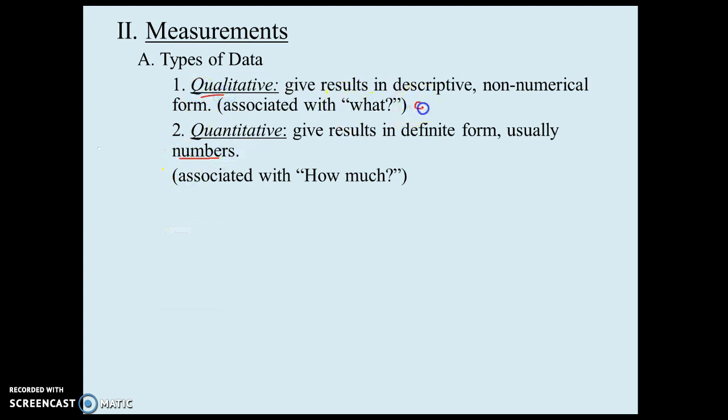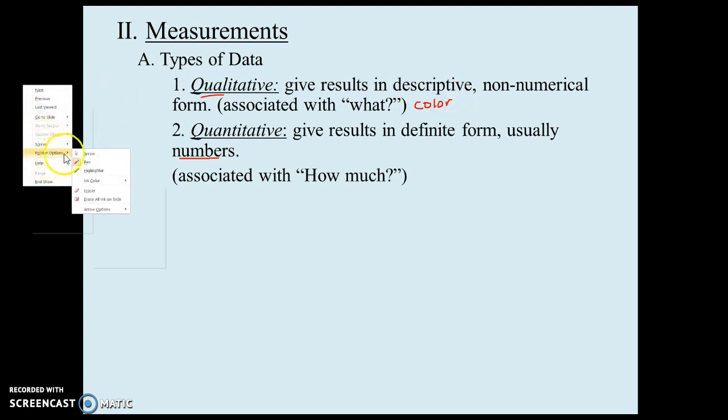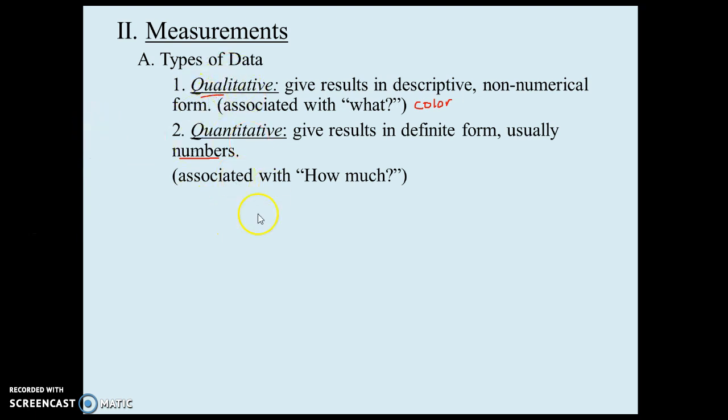So color, texture, smell could be a quality. Okay. Whether or not it formed a precipitate, that would be a quality you'd recognize.